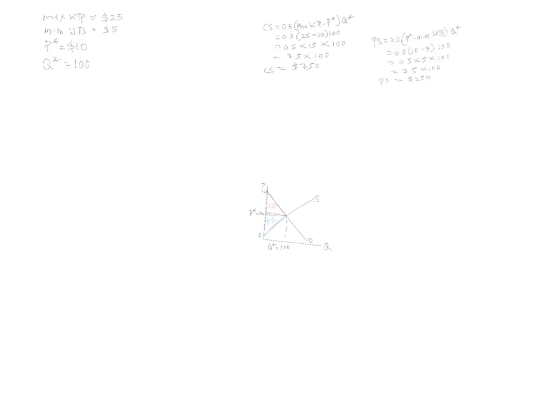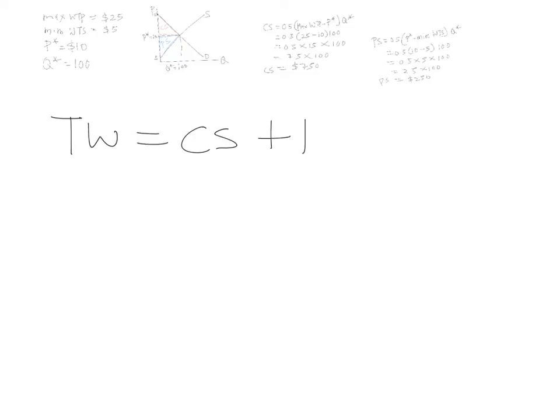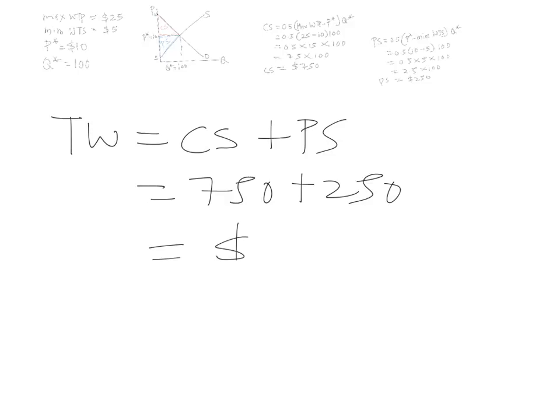So society, we assume, is made up of consumers and producers, and that is why the total welfare of society will be equal to consumer surplus plus producer surplus. So total welfare, consumer surplus plus producer surplus, $750 plus $250, $1,000. And we are done.